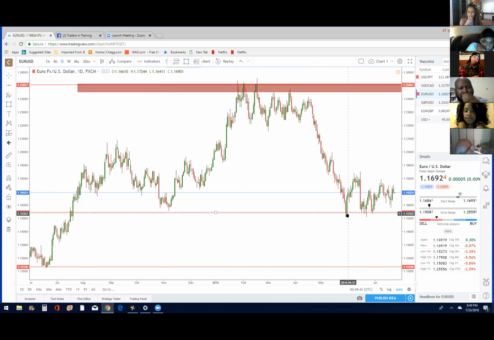Here. There you go. And we're going to move from the low, from the body of the highest engulfing candle to the candle before for the zone. Right there. So I will go here.